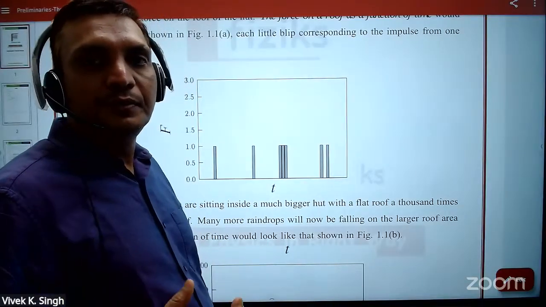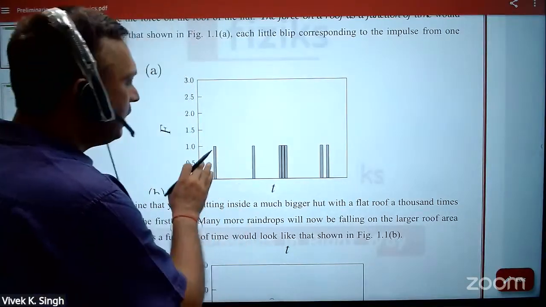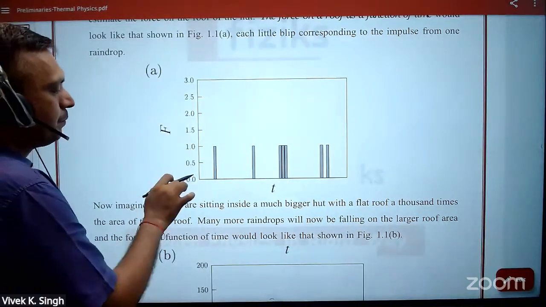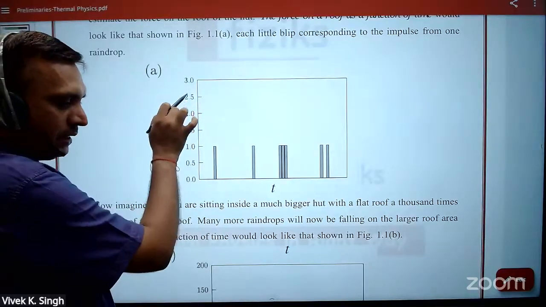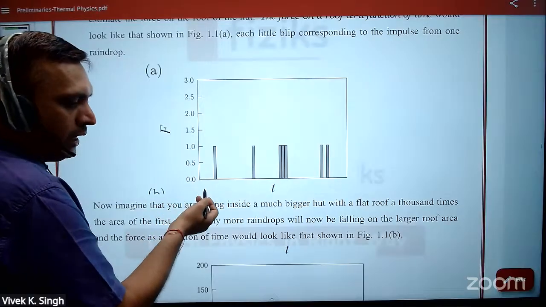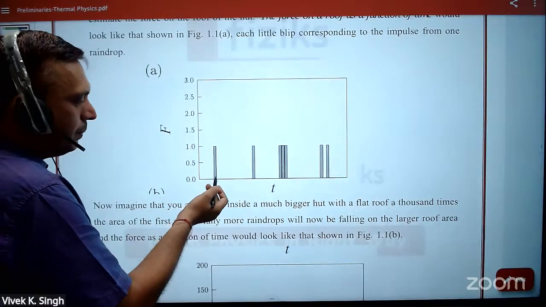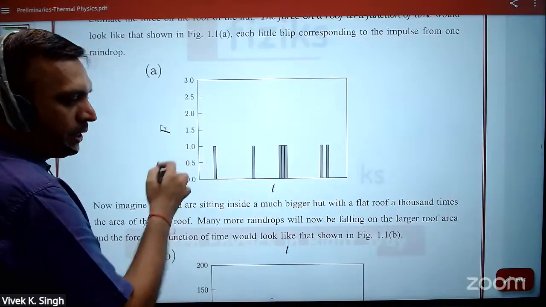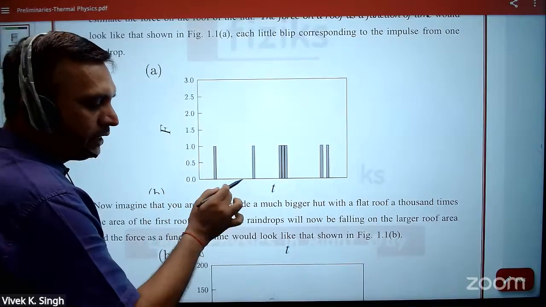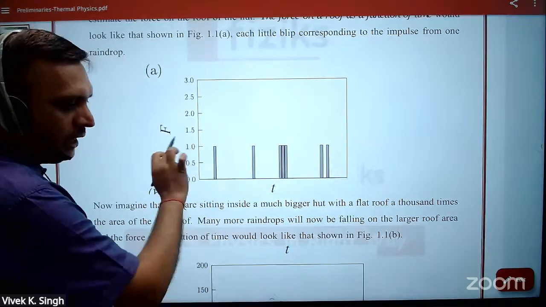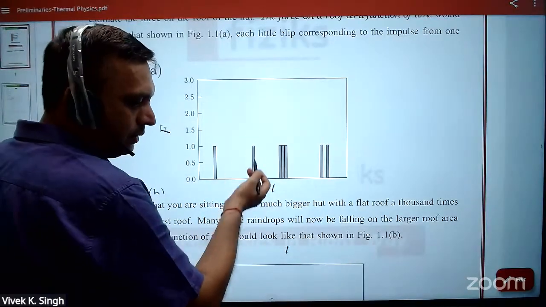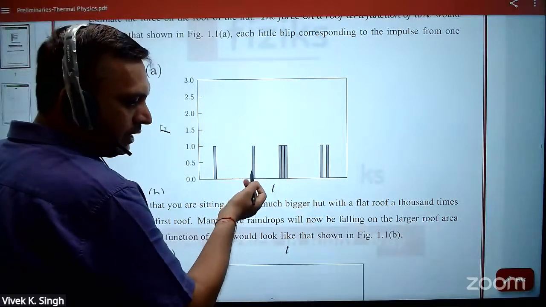or they have impulse. There will be a rate of change of momentum. So I am representing here the force exerted by the raindrops with time. In this time interval, no raindrop has arrived. But at this particular time, let's say one raindrop has arrived here. So there will be a transfer of momentum, and that is equal to the impulse F into T. Then again, no raindrop, but you get a force at this particular time.